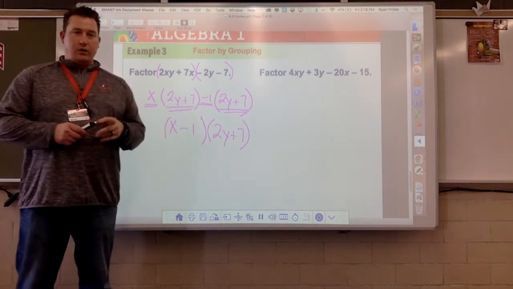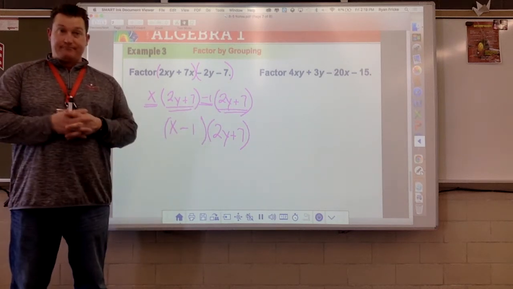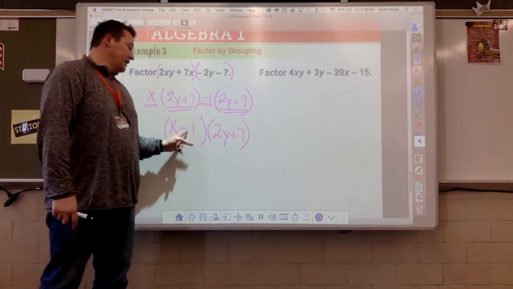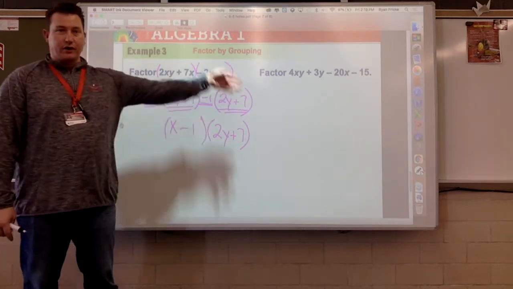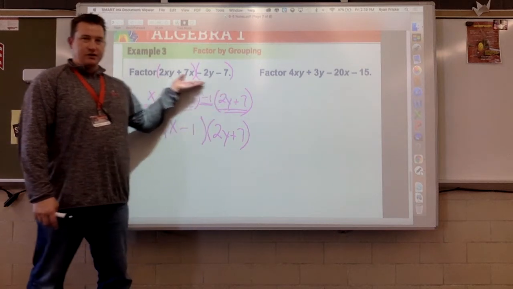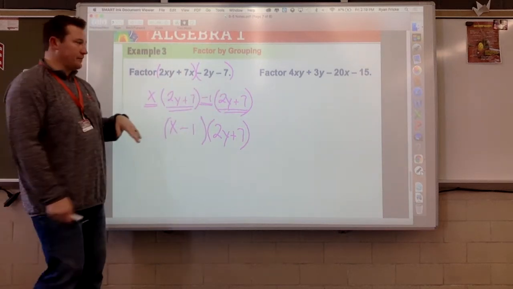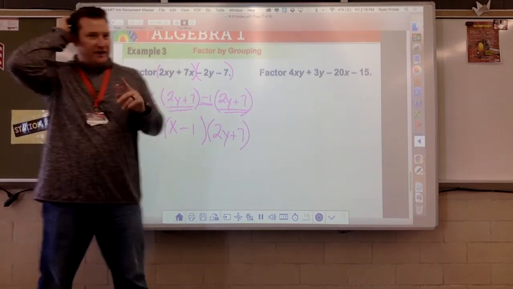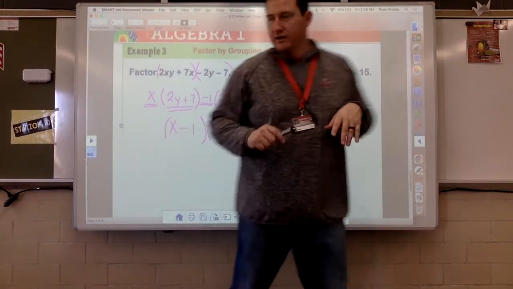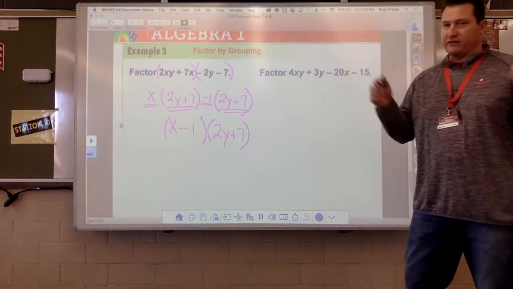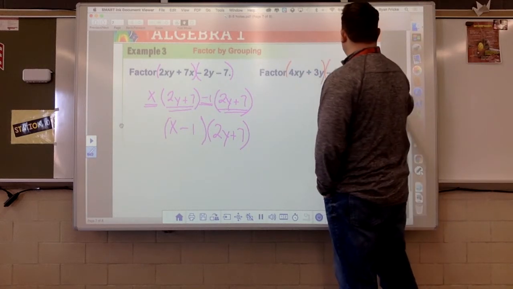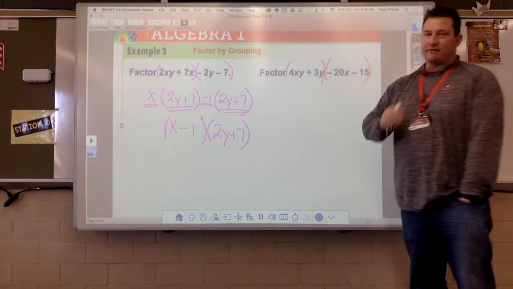I wonder what would happen if we FOILed this. Well, if you're curious, pause the video and find out. If you just want to take my word for it, it will turn into what we started with here. Factor by grouping. This is one of my more favorite methods. I love to factor, right? I love a lot of parts of algebra. This is definitely one of them. Factor by grouping. It is the only method that we have for 4 terms.